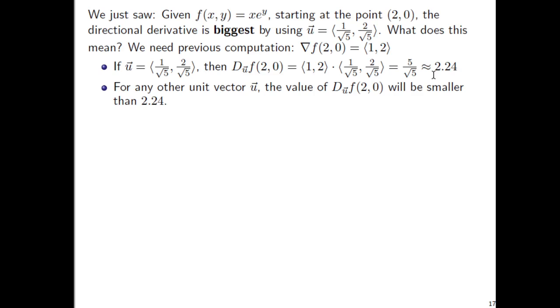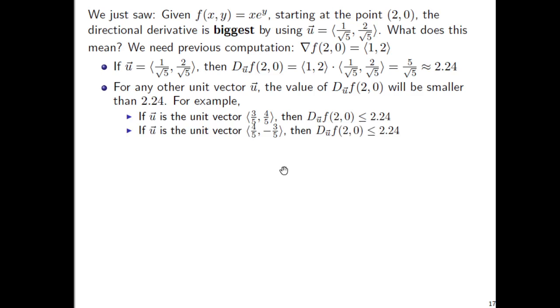If you picked a different vector for u, not this 1 over root 5, 2 over root 5, but any other unit vector, that means that the value of the directional derivative at the point (2, 0) has to be smaller than 2.24. So for example, I picked the unit vector (3/5, 4/5), and I didn't actually do the computation, but if you took the vector (1, 2) and dotted it with the vector (3/5, 4/5), which is how you'd get the value of the directional derivative, it has to be less than 2.24.